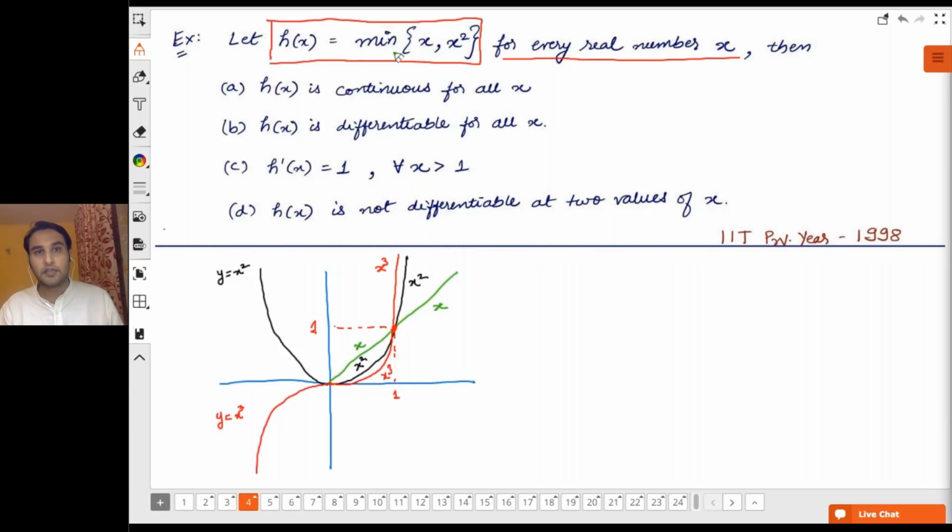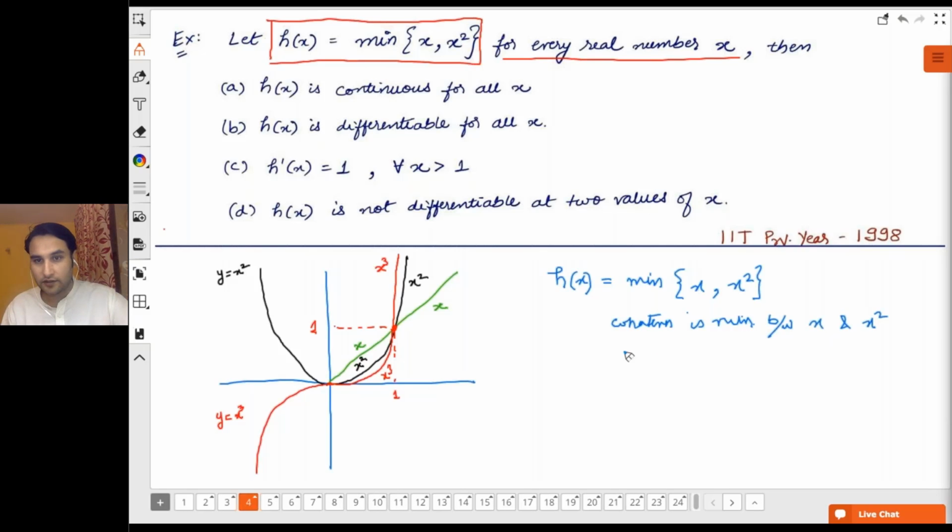Now the question is the minimum value of x and x square. So let me come to the problem now. The function is h of x is equal to minimum of x comma x square. It means whatever is minimum between x and x square, that is equal to h of x. Okay, now let's see graphically. Now let's again plot the graph. Same graphs I'm plotting again.